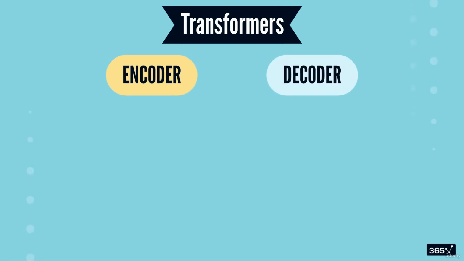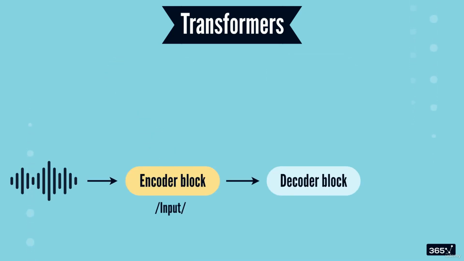Transformers comprise 2 main parts, the encoder and the decoder. The encoder focuses on understanding the data input, while the decoder generates the output. Let's concentrate on what this implies for speech recognition.